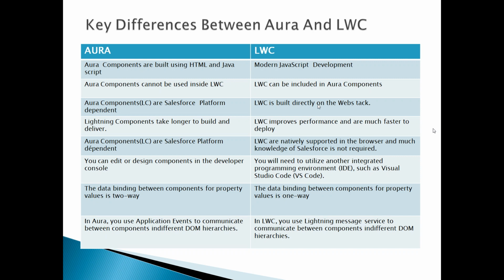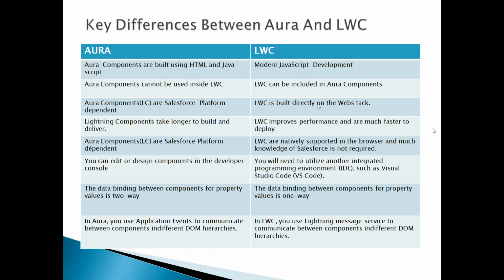In Aura, the data binding between components for the property value is two-way. In LWC, the data binding between components for the property value is one way. So you can bind the data in two ways in Aura components, whereas in LWC it is not possible. The data binding is one way.